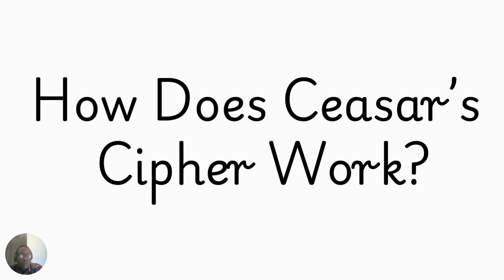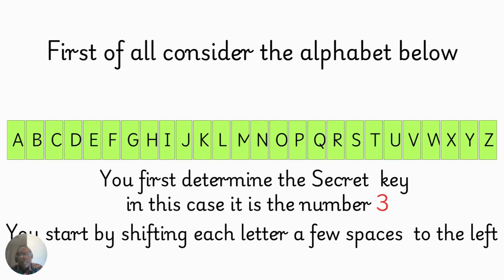How does Caesar cipher work? First of all, let us consider the alphabet below. If we want to take words from this alphabet and encode them into a secret message, the first thing we are going to do is to determine what our secret key will be. In this case, our secret key is the number 3.